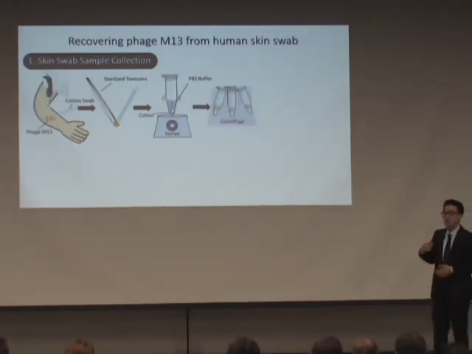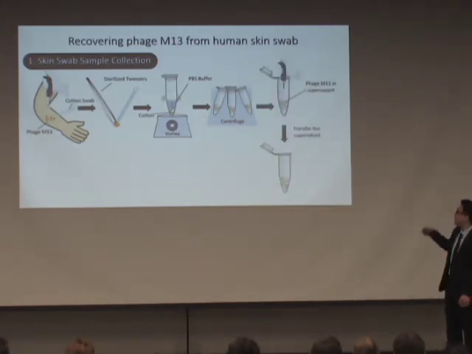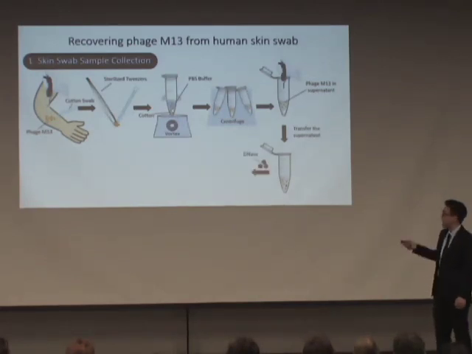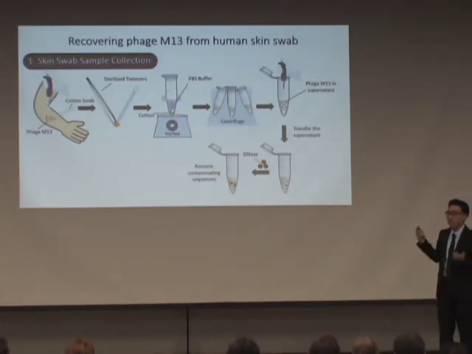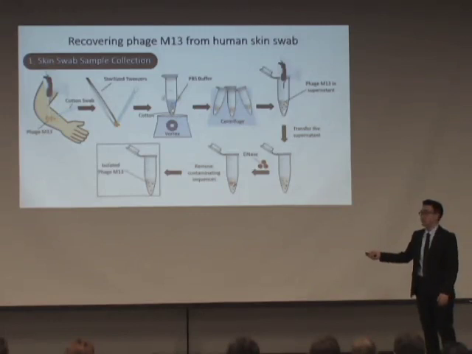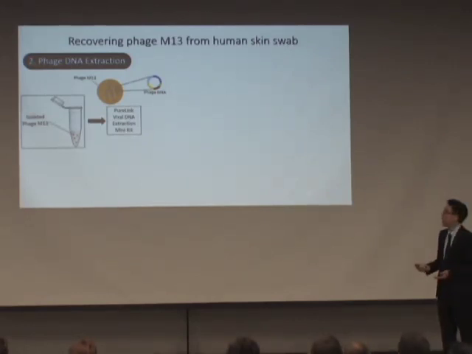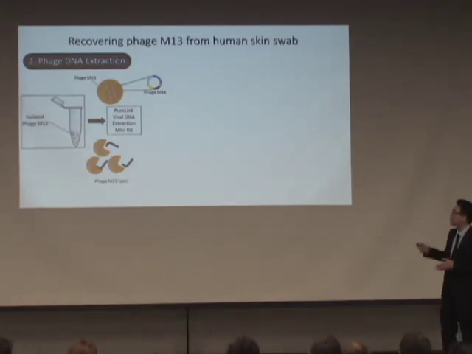And we will centrifuge the tubes to spin down any bacteria or contaminating debris, extract out the phages from the supernatant, and transfer it to a different tube. And we will add DNase to further purify the bacteriophages, removing any contaminating sequences. And we will have our isolated bacteriophage M13. Once we have our isolated bacteriophage M13, we will use the PureLink Viral DNA extraction mini kit to lyse open the protein coat of the phages and extract out the DNA and purify it.